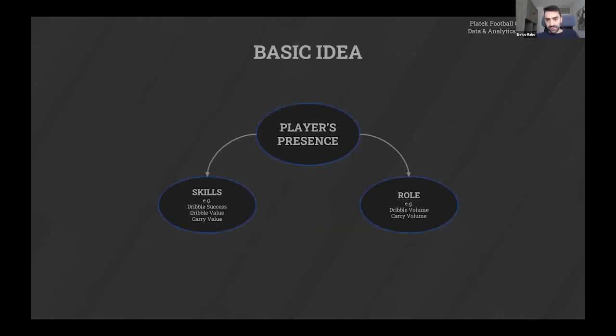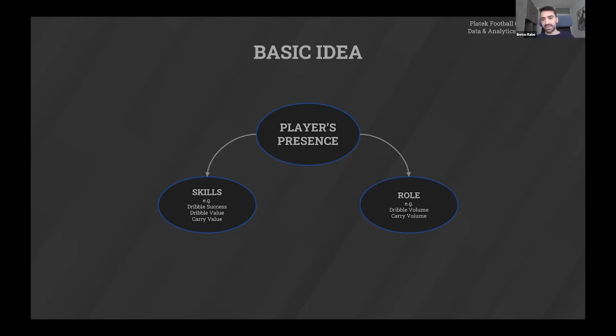So then we went on to the improved approach, which starts with the basic idea that there is a player on the pitch and there are the things that he does because he is asked to do them. So his style of play. And there are his skills, his performance. So how good is he at doing certain things? For example, his style of play could be what we call his role. For a winger, we might want a traditional wide winger who runs down the touchline, dribbles past opponents, puts in crosses. For such a player, you want a high action volume for dribbles and ball carries.